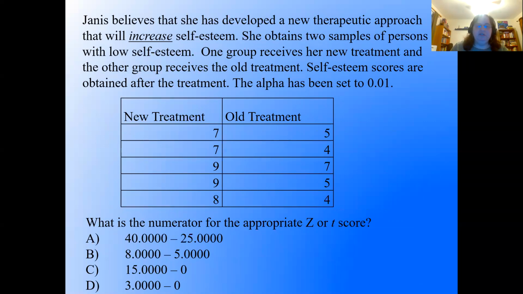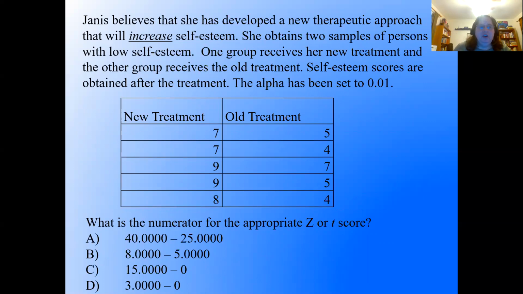Okay, so if you've now solved the problem, I will tell you that the answer is 8 minus 5, or choice B. So why was it choice B? Well, because this was an independent samples t-test. I know it said new and old, and that might make you think of pre and post, but it was clear that one group receives the new treatment, the other group receives the old treatment. We have 2 separate independent groups.